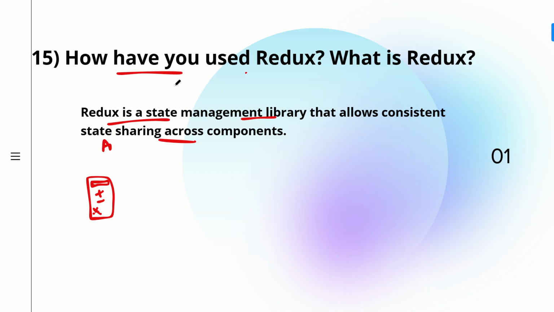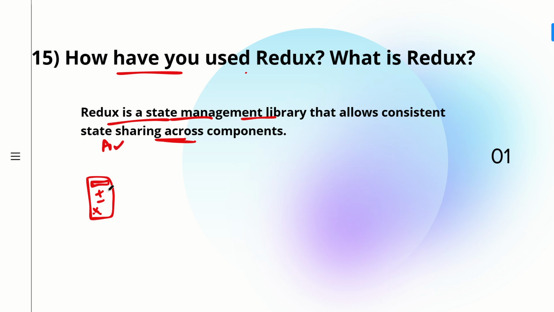You need not pass prop by prop to every component that okay, this is my data. So you have to store it in some global container. That is what it is called. So Redux is a state management library that allows for consistent state sharing across components. We can consistently share the state, share the data across components of our application. So this answer we have to store.